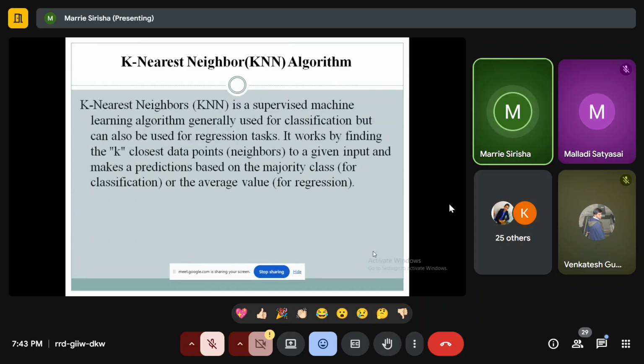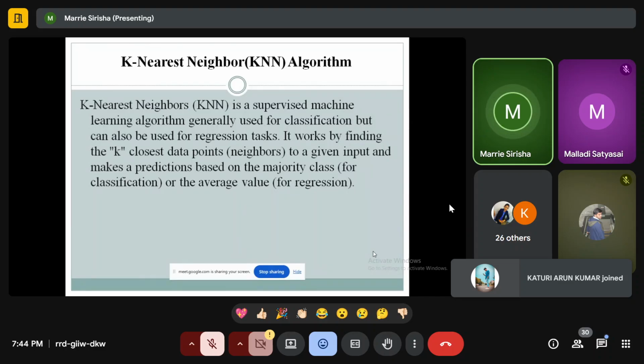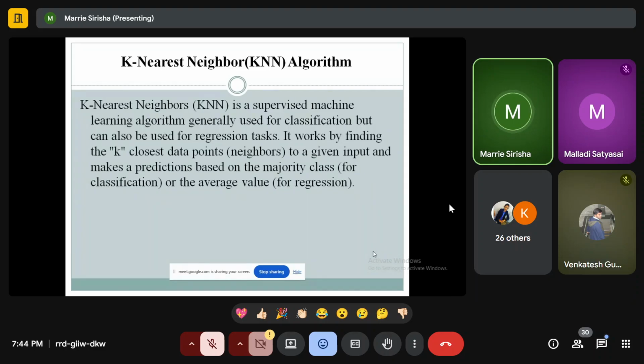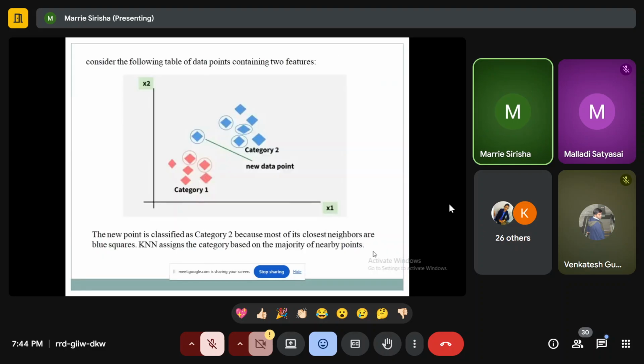In the definition itself, it works by finding the k closest data points to a given input and making predictions based on the majority class. K is a number, right? Taking those k data points, it predicts which class our data point belongs to. I will show you with the help of a diagram so that you will understand clearly.